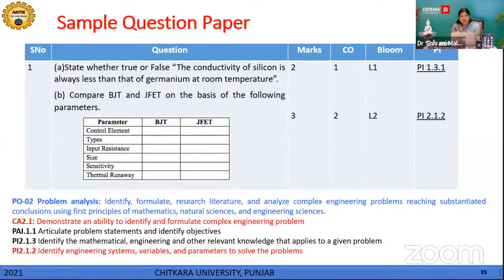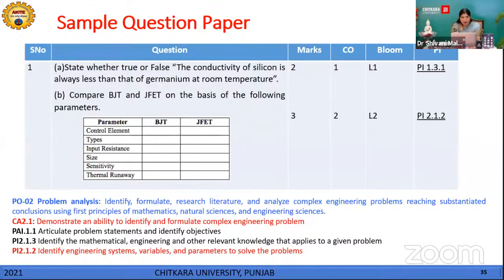Then let us see what competency 2 talks about. This problem analysis, that is program outcome 2, has been split into different competencies. The competency which matches this question is: demonstrate an ability to identify and formulate complex engineering problems. Still, at this second filter stage, it is difficult for me to orient this particular competency to this particular question. I'm not sure about it.